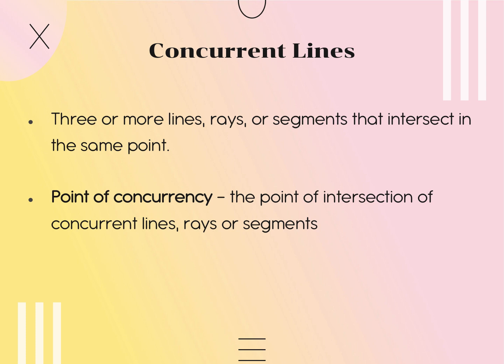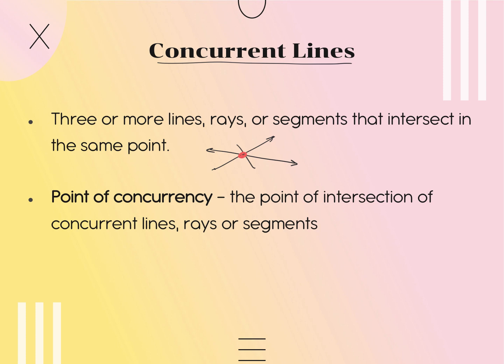heard before. And one vocabulary term is concurrent lines. Concurrent lines are three or more lines, rays, or segments that intersect in the same point. So the kicker there is that whether it's a ray, a line, a segment, that's all irrelevant. It doesn't matter which of the three it is. You might have a ray, and then you have a segment, and you have a line that's infinite. But either way, they all meet at the same point. And so they would be concurrent lines or segments or rays.